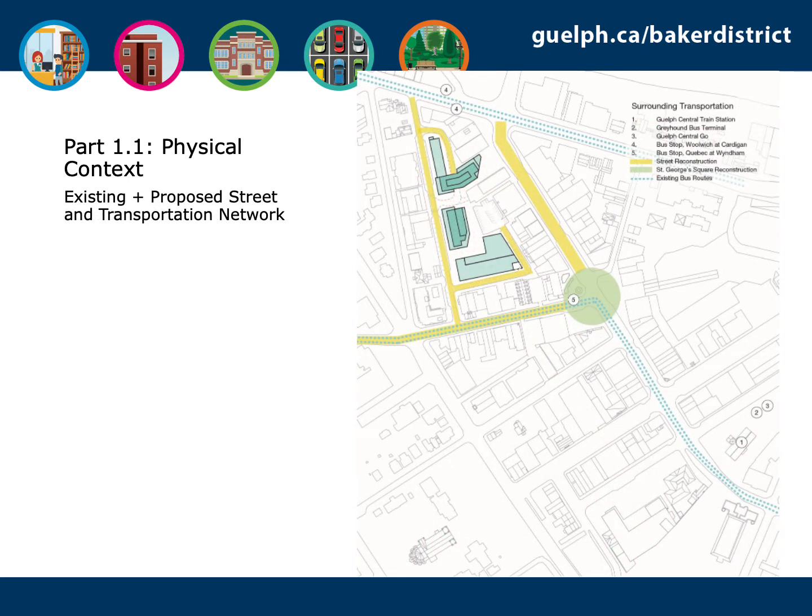The existing street network is improved by the reconstruction of Baker Street, Chapel Lane, and parts of Park Lane immediately adjacent to the Baker District. These streets, designed to promote active transportation and pedestrian comfort, improve overall access to the Baker District.